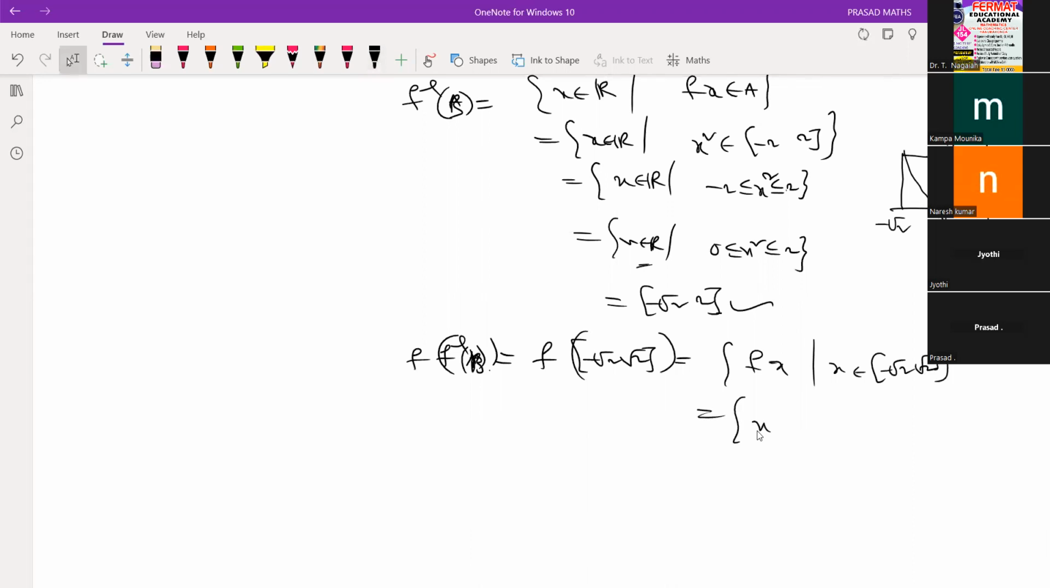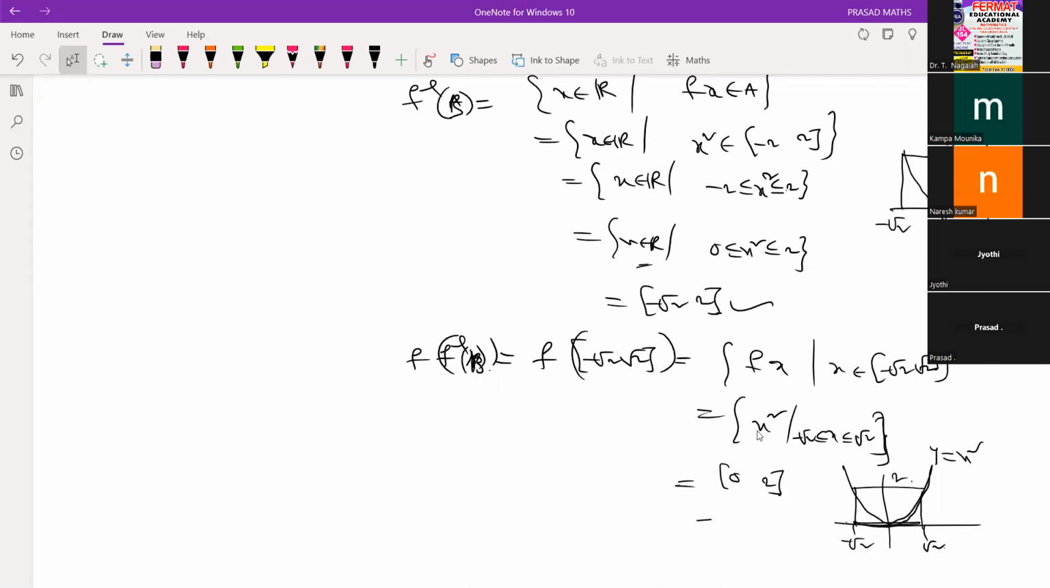So therefore f of x such that x belongs to -√2 to √2. What is my f of x? It is x square, where x lies between -√2 to √2. So the question is, what is the image of this interval under the function? Just draw a line parallel to the y axis. It meets exactly at 2. Yes or no? Therefore, 0 to 2.